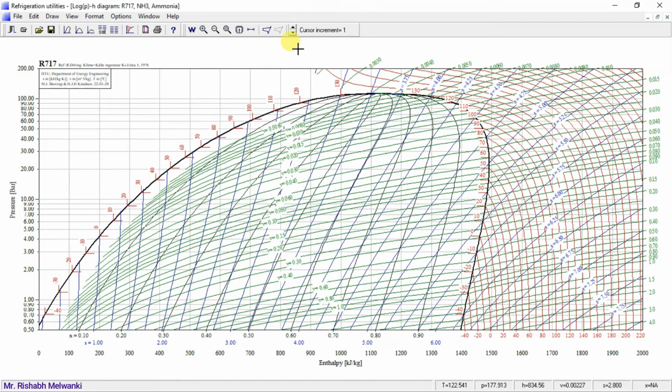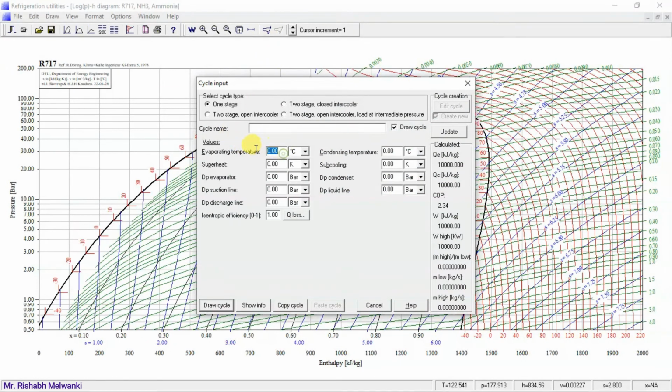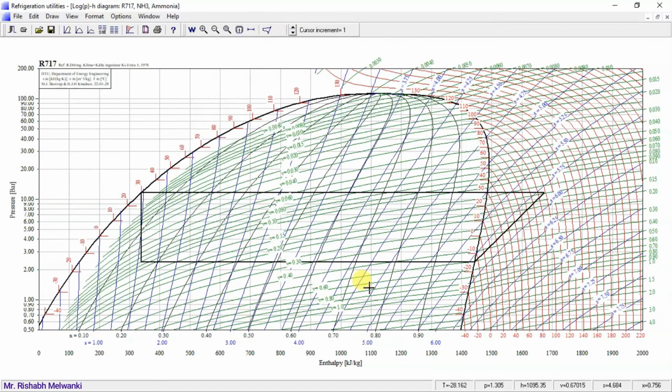So for ammonia, I'll go to this cycle part. What is the evaporator temperature? Minus 15. What is the condenser temperature? 30. Only this much I have to do, and I'll click draw cycle. So that cycle is now drawn on the p-h chart.